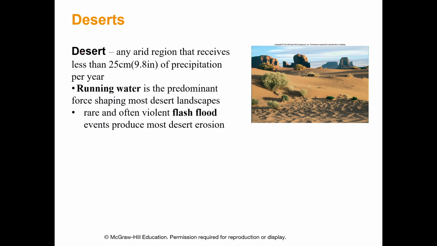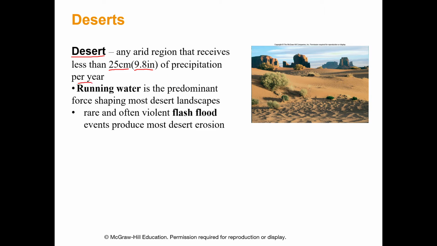So, step one, what's a desert? Any arid region that receives less than 25 centimeters, which is about 9.8 inches, of precipitation per year. So basically, if a place doesn't get enough rain or snow, then it's considered a desert.